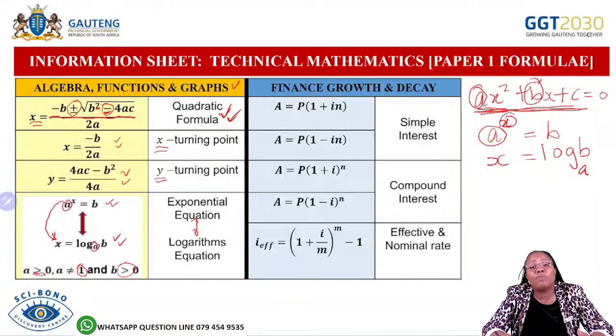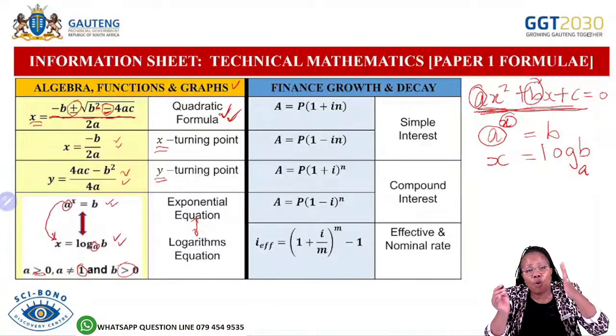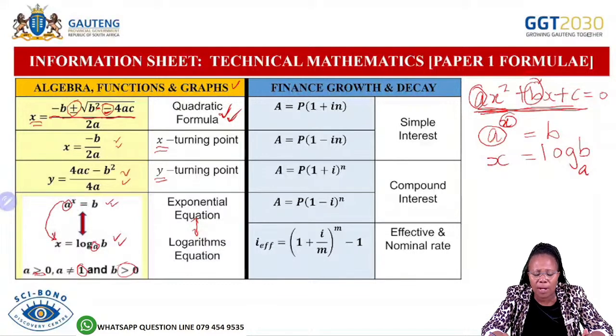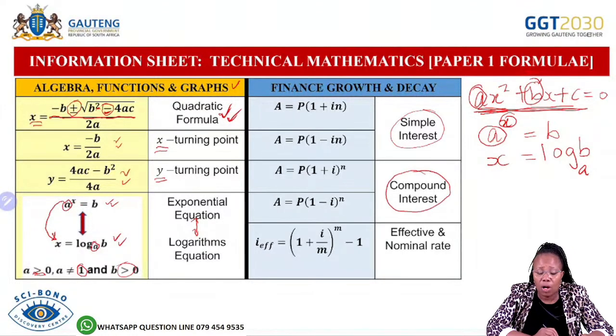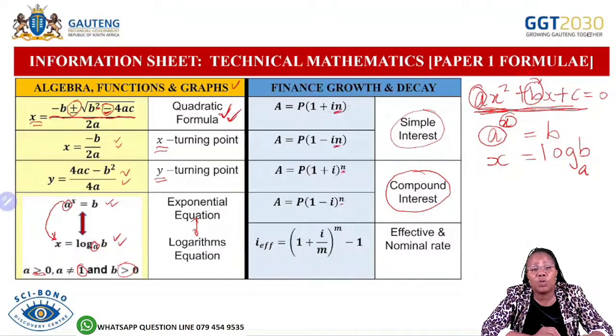And then after the algebra class functions and graphs, the next formulae are for finance, growth and decay. Please draw a line on your information sheet to know how far do you go around selection of formulas there. And then now with the finance, growth and decay, we are having the simple interest ones and the compound interest. What is the difference between the two? This one is a linear one. As you can see that n is linear there. And then with the compound one, it's an exponential one. As you can see that n is exponential there.